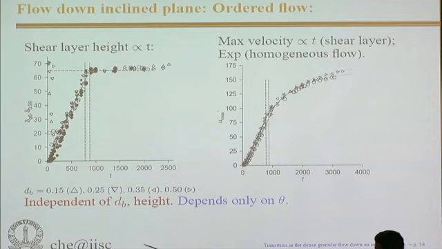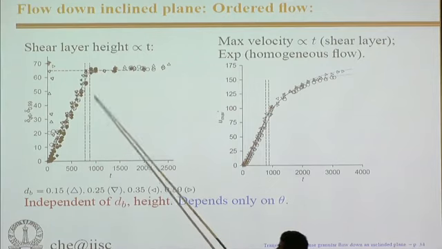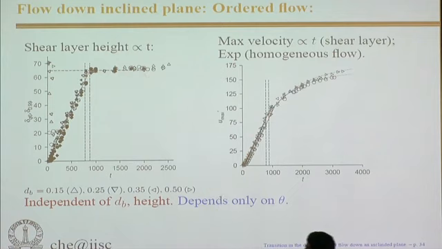This rate of increase of the shear layer thickness is actually independent of the base particle diameter. It's independent of the height. If you take 2 times the size, the velocity with which it progresses will be exactly the same. And then it hits the top, and then it stays there, because there's shear throughout the flow. And this shear layer velocity depends only upon the angle of inclination.